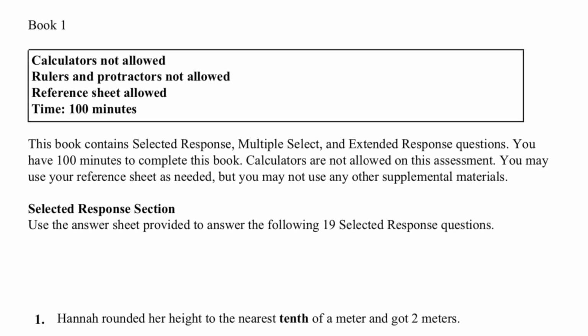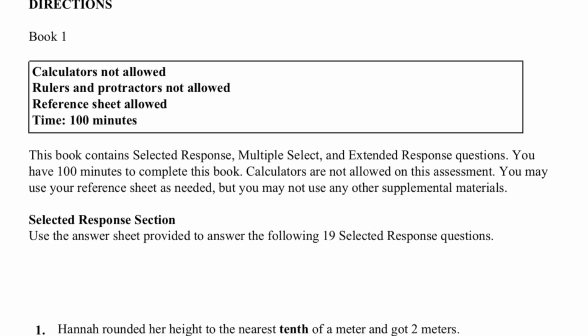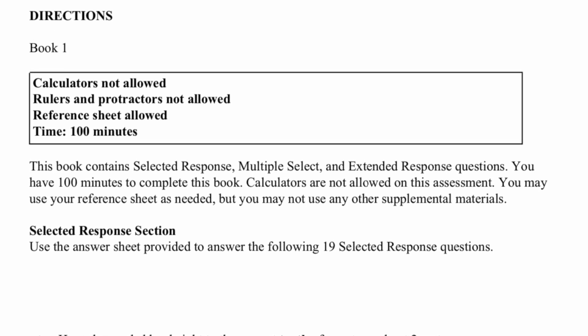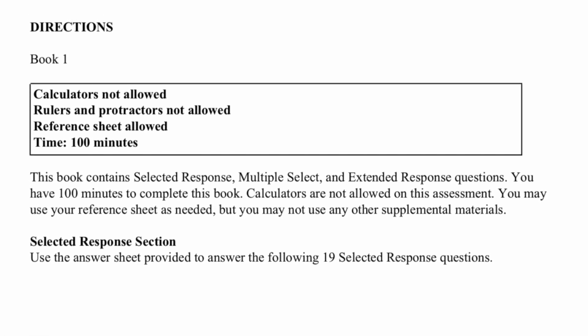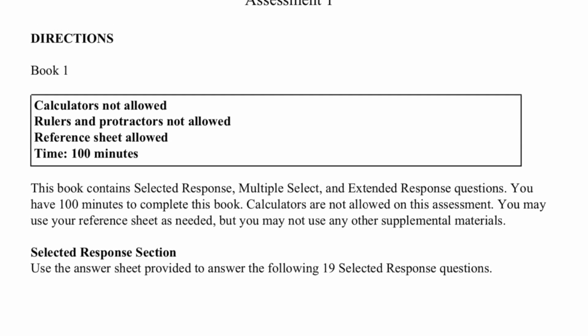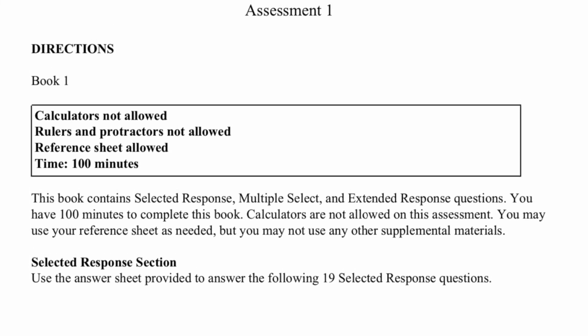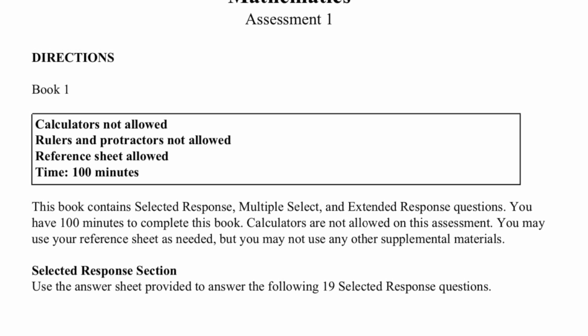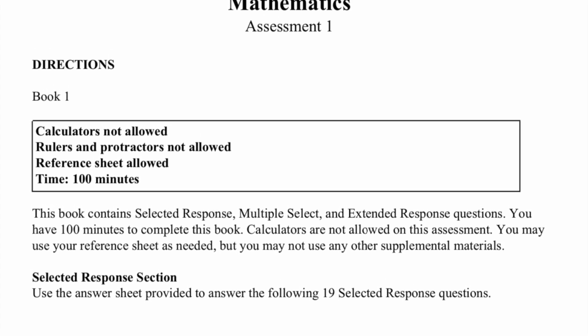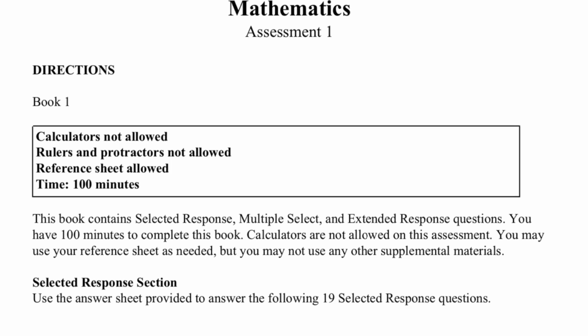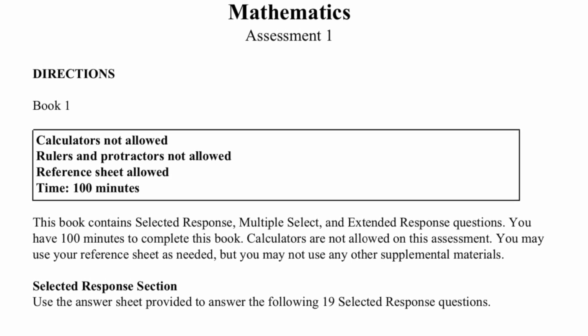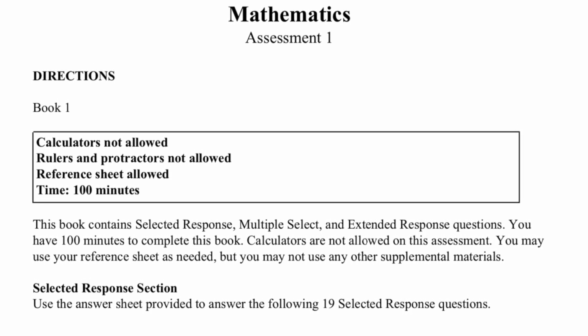Hannah rounded her height to the nearest tenth of a meter and got 2 meters. Which of these measurements in meters could be Hannah's height? A. 1.097, B. 1.951, C. 2.052, D. 2.133.